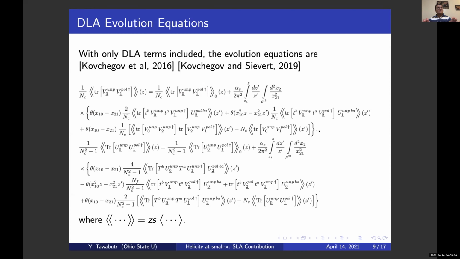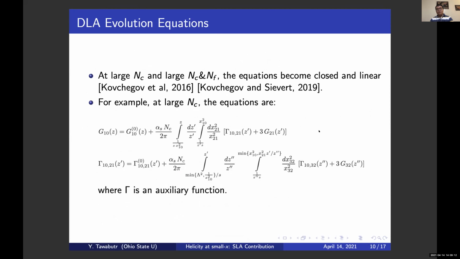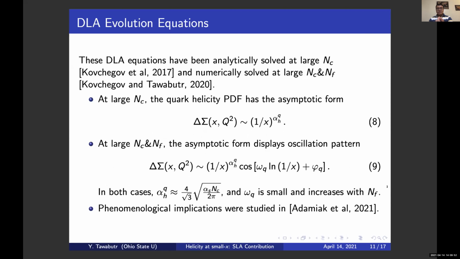Now given this, one may wonder how we can extract the asymptotic form of quark helicity from this, right? So the answer is to take the large N_C, the large number of colors, or the large N_C and N_F limit. N_C is the number of colors and N_F is the number of flavors. If we take either of these limits, the equations become closed and linear. For example, at large N_C, the equation simply reduces to this, where G is the gluon polarized dipole amplitude, as defined earlier, and gamma is just an auxiliary function. So essentially, this is a system of equations one can, in principle, solve, at least numerically, right? And actually at large N_C, the equation has been solved analytically, and at large N_C and N_F, it has been solved numerically, respectively in these papers.